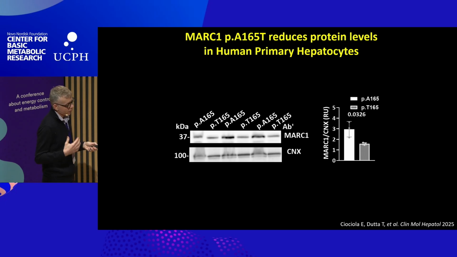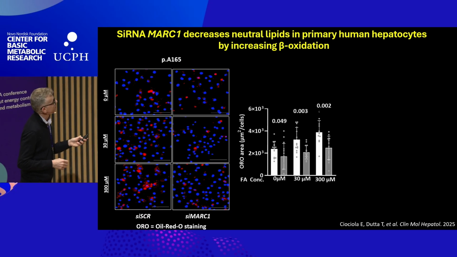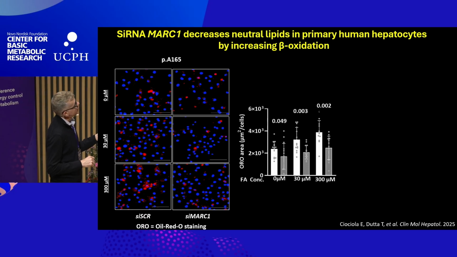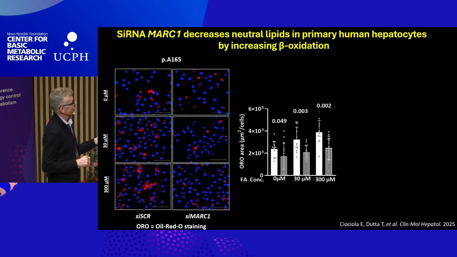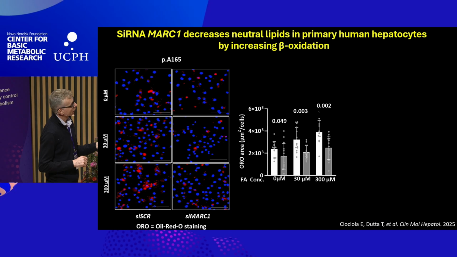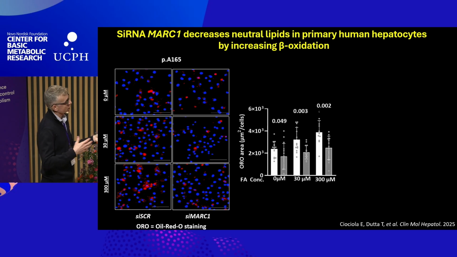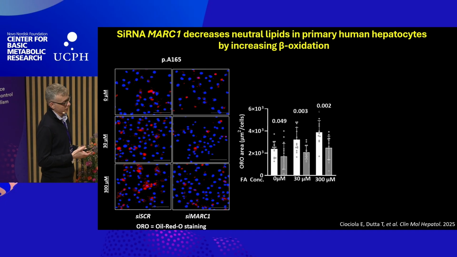So we tested whether, if we would knock it down in cells, you would get a lower liver fat content. And these are the experiments in primary cells. You see that this is the wild type protein, so the functional one, and this is downregulated with a specific anti-MARC1 siRNA, and these are two different fatty acid concentrations. This is quantification here. So it's a robust phenotype. Doesn't matter if you challenge it or not, there is a reduction in the amount of fat. This is the red part here that you want to look at, the Oil Red O staining.